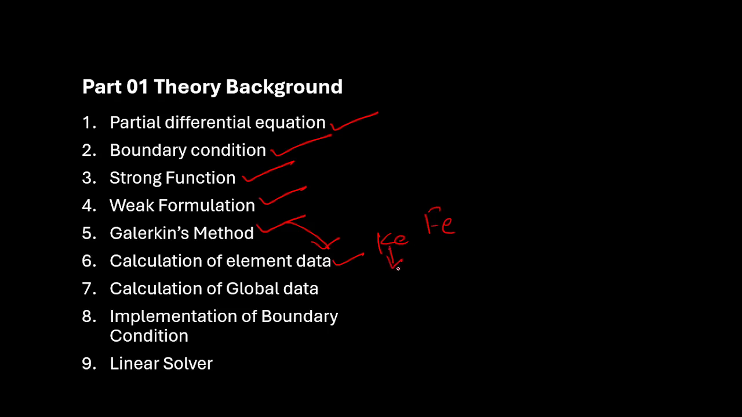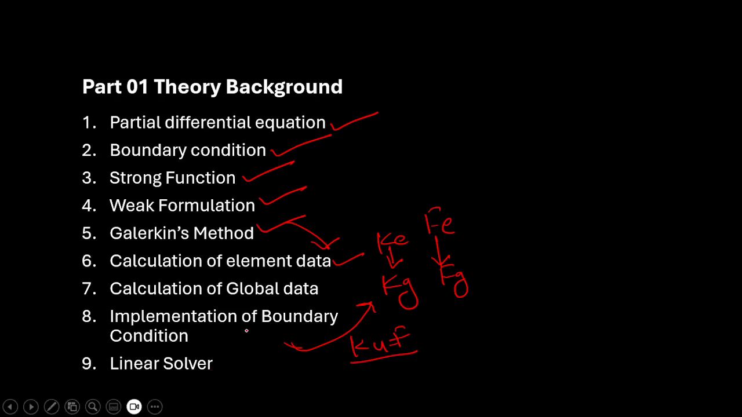Then the element stiffness goes into the global stiffness matrix and the local force vector into the global force vector. Then we will implement the boundary conditions here and form the linear equation Ku equals F, and this linear equation will be solved by linear solvers. There are many types of linear solvers.